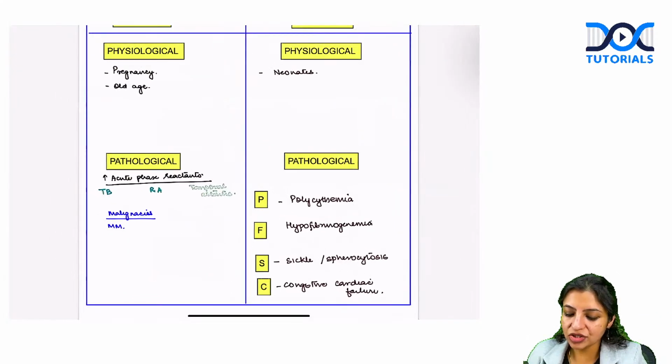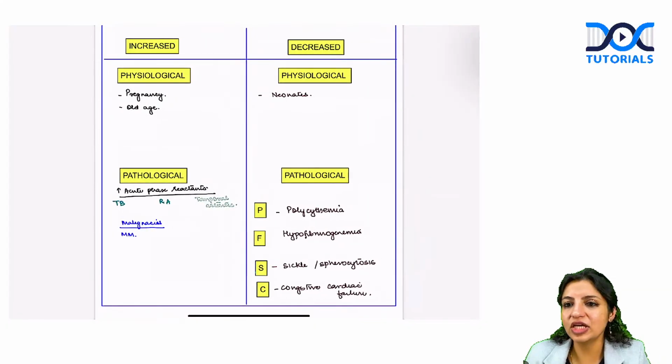So this is the master chart that you should write in exam whenever they give you. So increased ESR, physiological, pathological, decreased ESR, physiological, pathological. So when you finish this, when you write all of this, you get full marks in your ESR and even you answer your Viva questions.